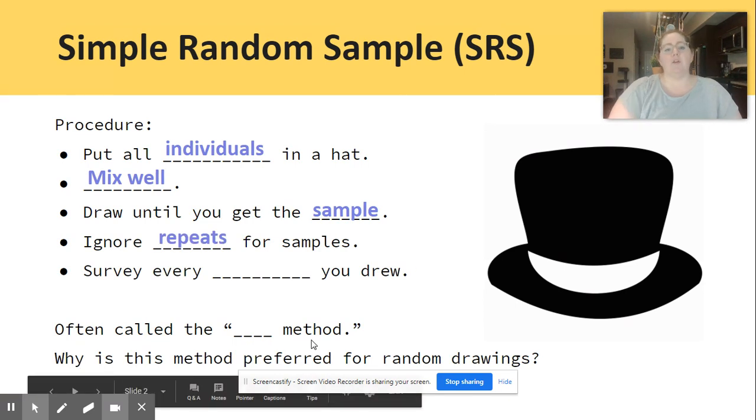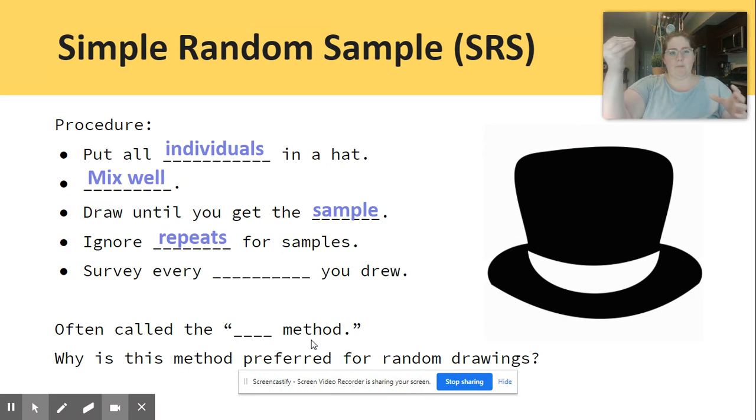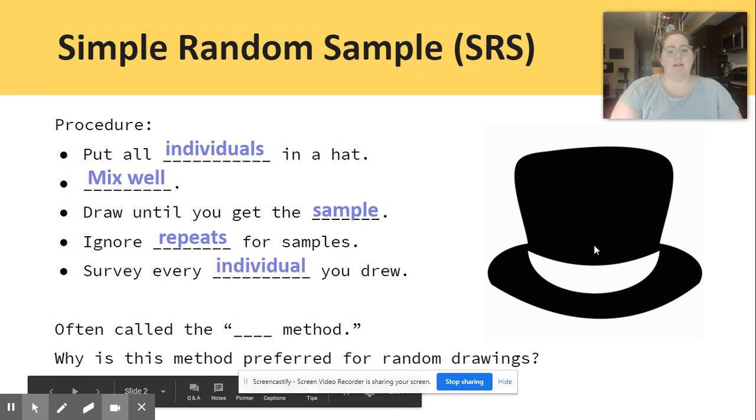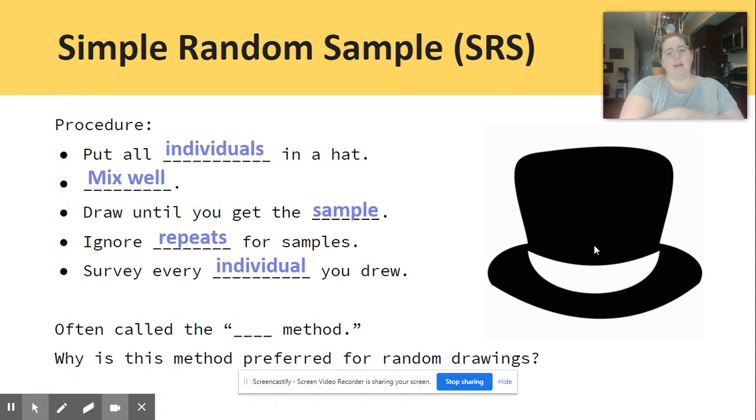You want to make sure to ignore repeats for samples. So in this case, with the hat, that would mean that you don't put a slip of paper that you already picked back into the hat because you don't want to pick it again. You want 10 different people to be in our sample. And then you would end up surveying every individual you drew. So whoever got their name pulled out of the hat, you would then survey.